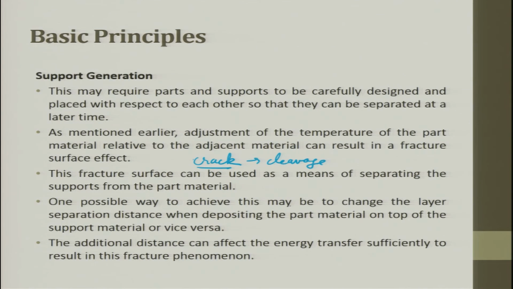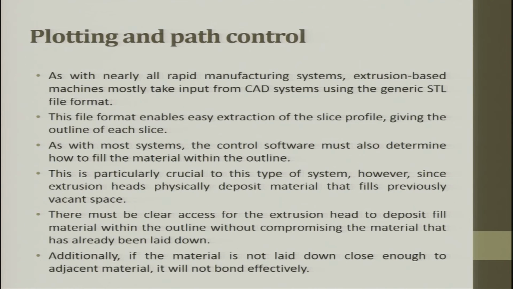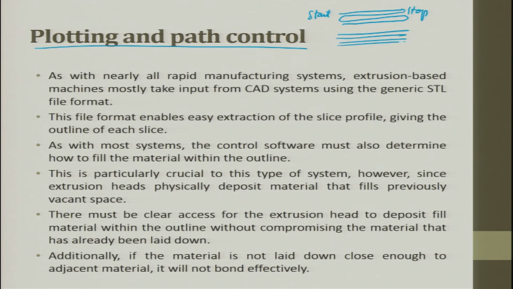One possible way to achieve this may be to change the layer separation distance when depositing the material on top, and supporting material vice versa. For example, that is what I said, the density you can change. Additional distance can affect the energy transfer sufficiently to result in the fracture phenomena. So, plotting and the path control. So, path control is start stop, this is start stop. So, how do we do it, and then how do we come back, serpentine pattern, or we just go like this, this is start, this is stop. So, these are some of the patterns, plotting and path control.